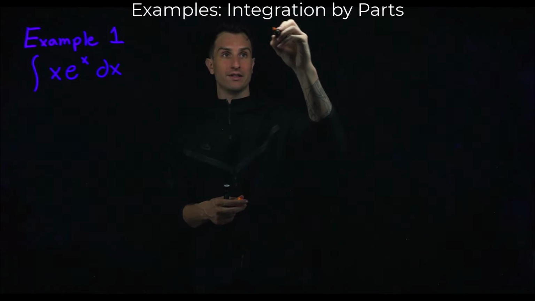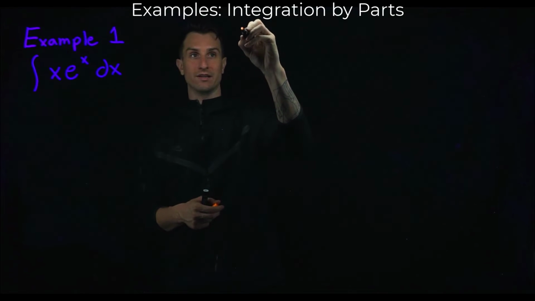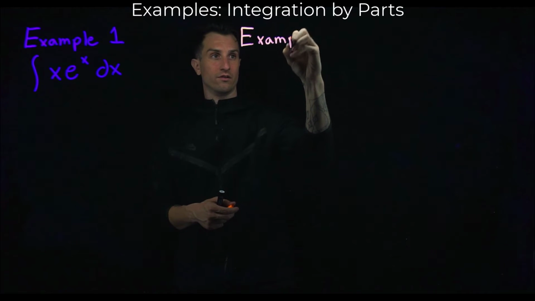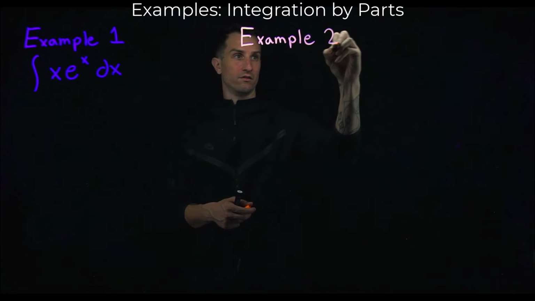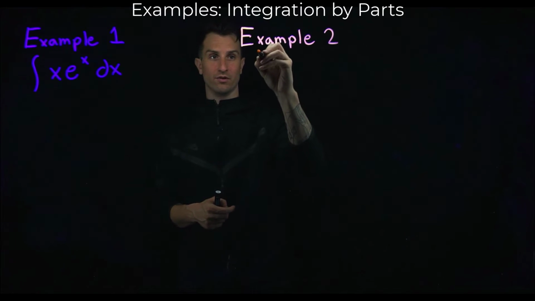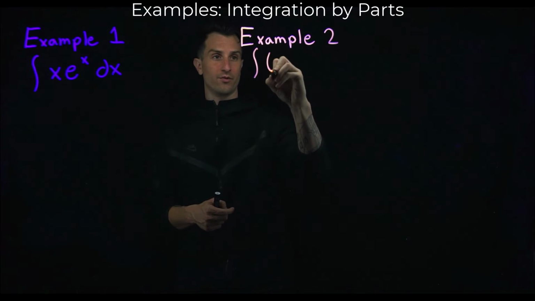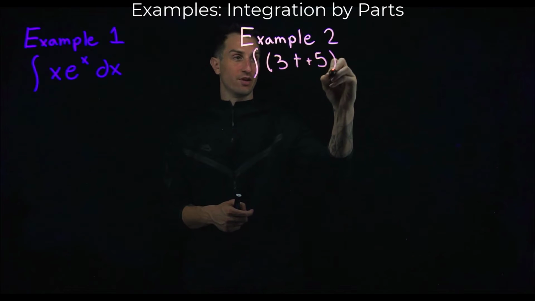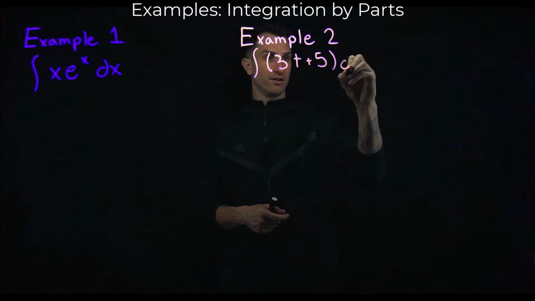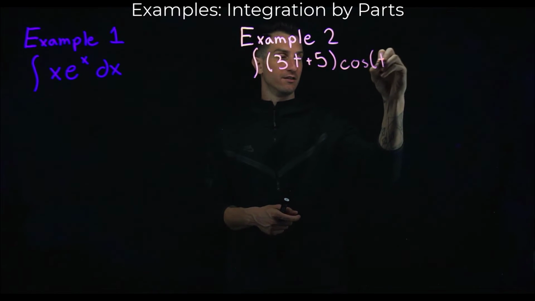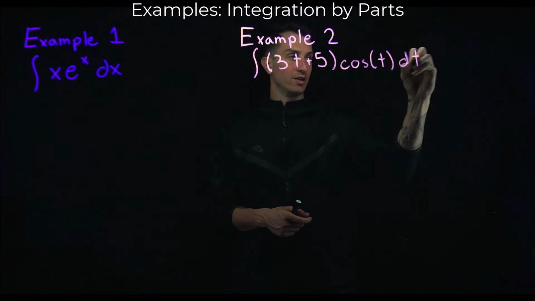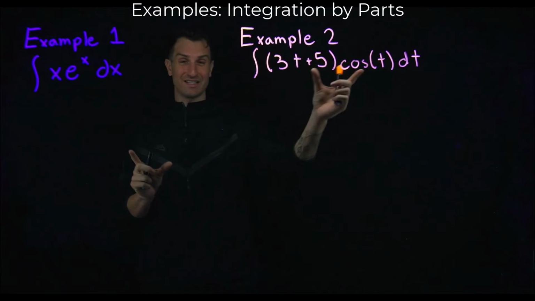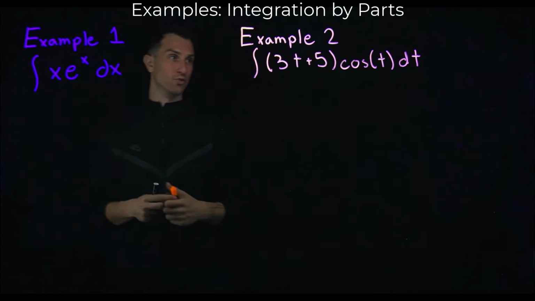And over here, I need more room with example 2. Example 2 is the integral of 3t plus 5 times cosine of t dt. I'm using t's instead of x's, but who cares? We have an independent variable, that's all that matters here. Two indefinite integrals. As far as integrating, we have the same rules.